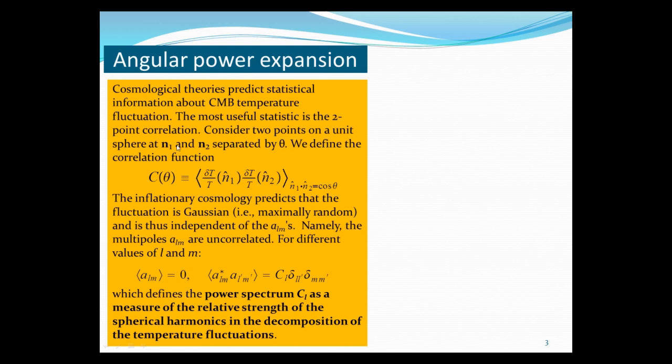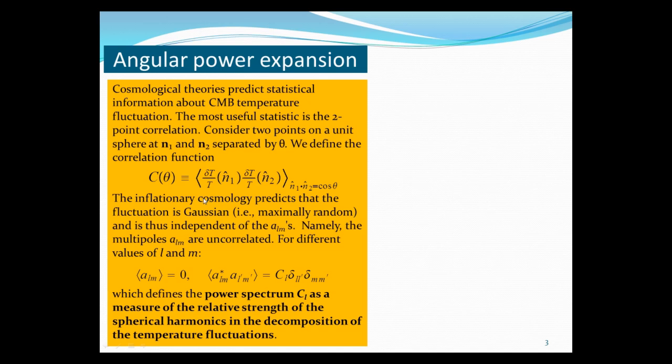Consider two points on the sphere located at n1 and n2, separated by angle theta. We define the correlation function as the average of the product of the temperature fluctuations at n1 and n2. Here n1 dot n2 is cosine theta.